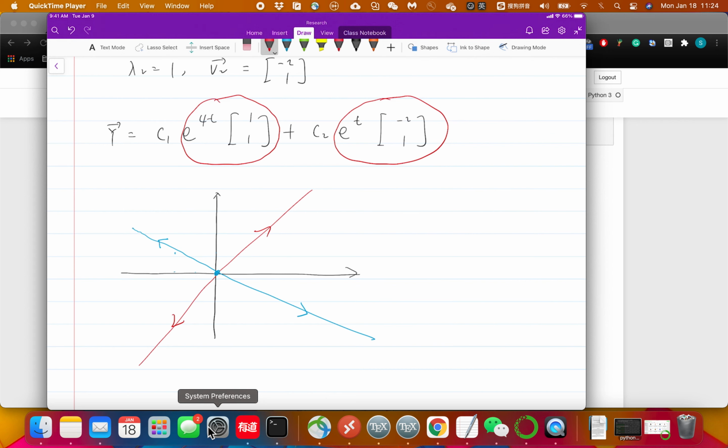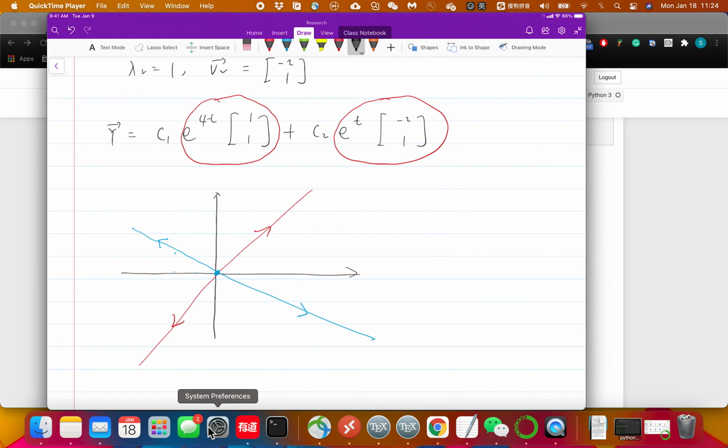Okay, so that will give you something like this, even though we didn't draw it. But you can imagine what's going to happen. All right, so this is clearly a source.